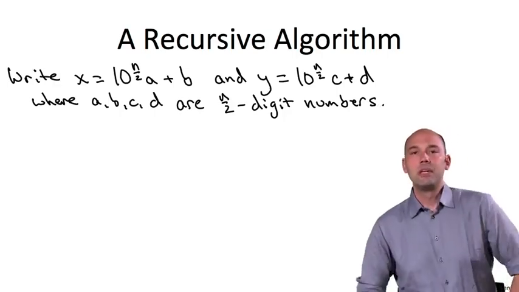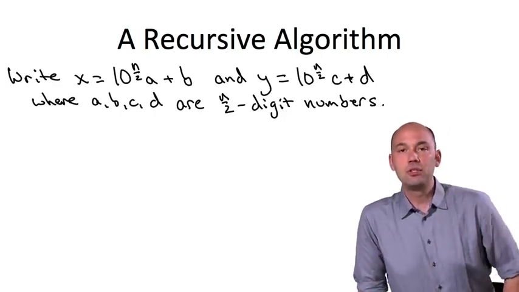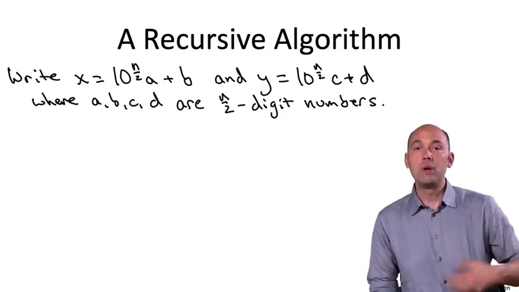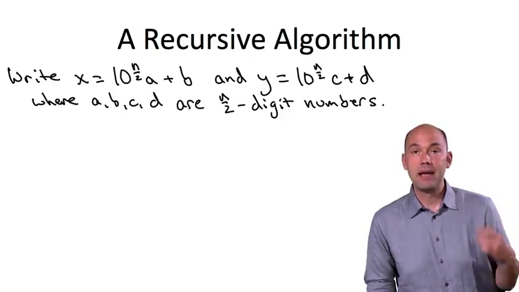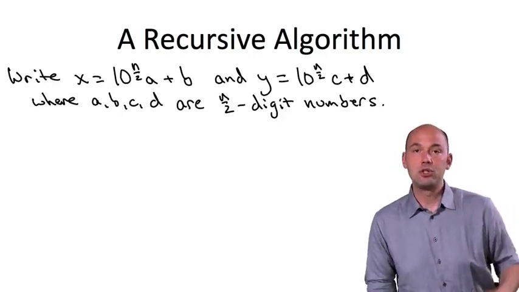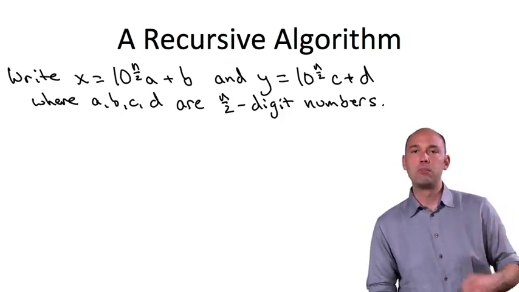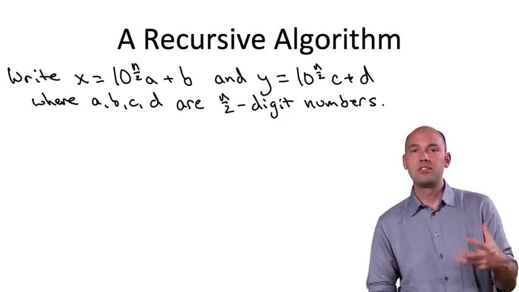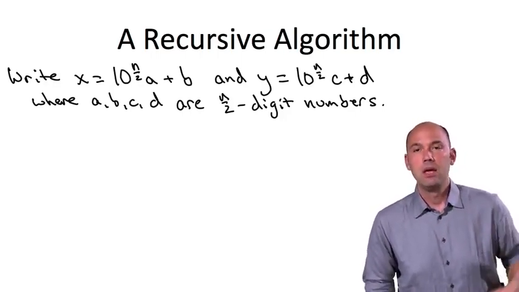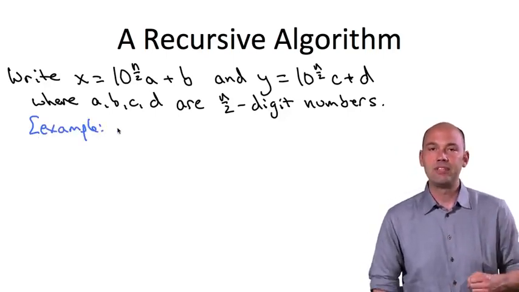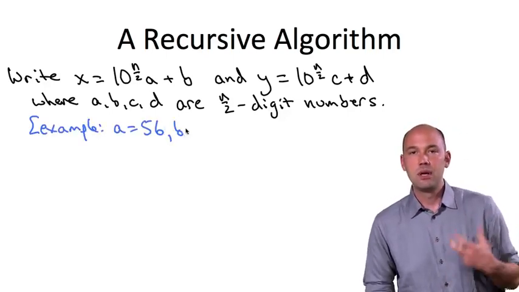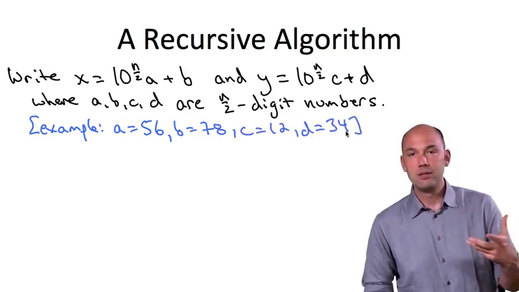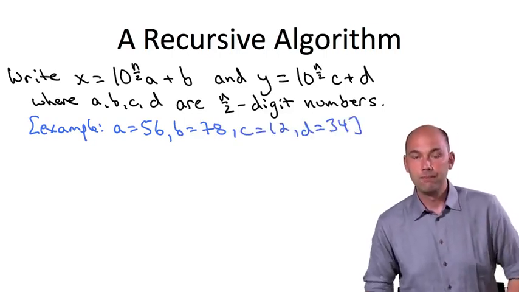In general, given a number x with n digits, it can be decomposed in terms of two n over 2 digit numbers, namely as a, the first half of the digits shifted appropriately, that is multiplied by 10 raised to the power n over 2, plus the second half of the digits, b. In our example, we had a equal to 56, b was 78, n was 4, so 10 to the n over 2 was 100, and then c and d were 12 and 34.